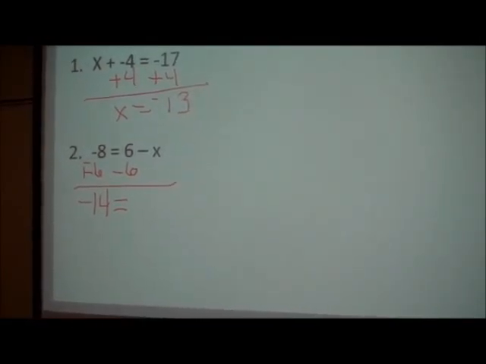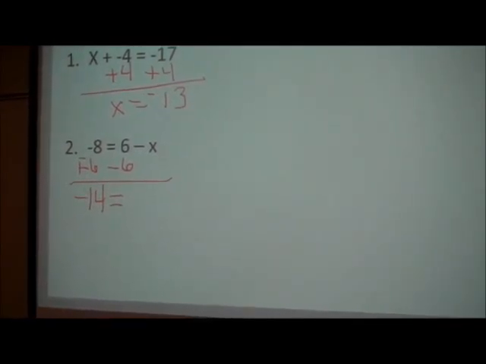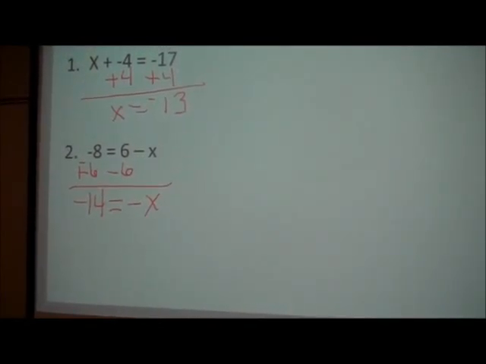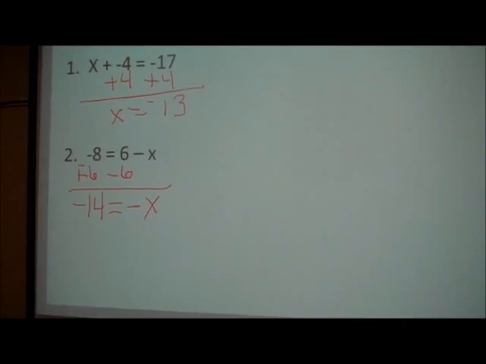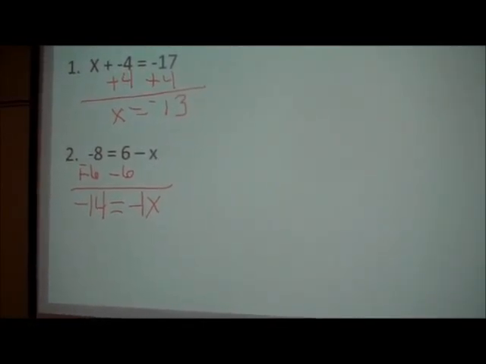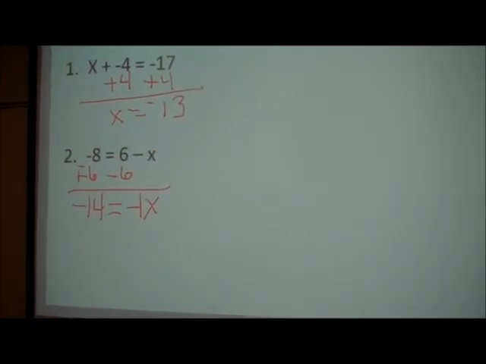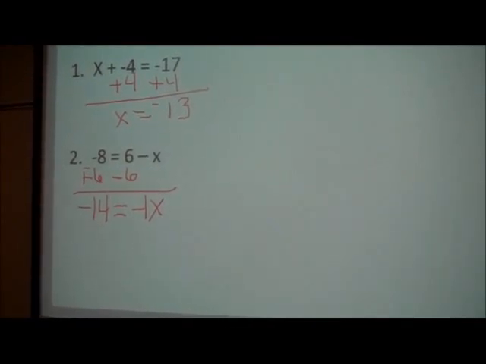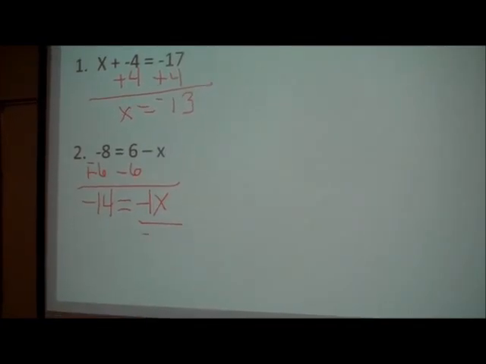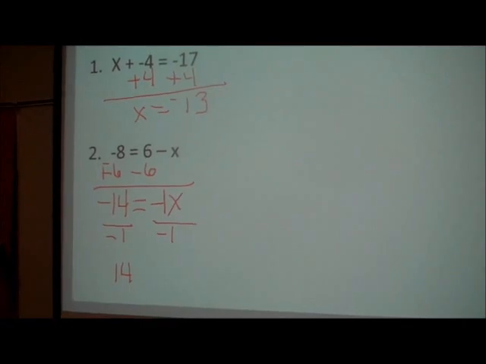What do we have left on the right-hand side? Brandon? Negative x. Good. Everybody notice that? Don't lose your negative sign. What number is that really that's in front of the x, Nancy? Negative 1. So what would I now need to do to get rid of that negative 1? The opposite of multiply by negative 1 would be divide by negative 1. So we're going to divide both sides by negative 1. I get positive 14 equal x.